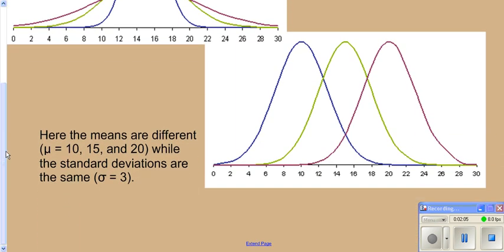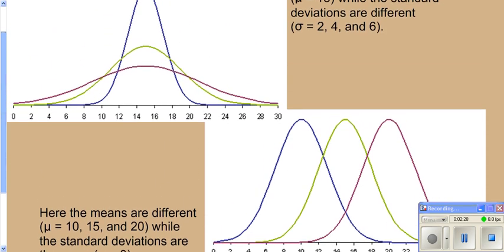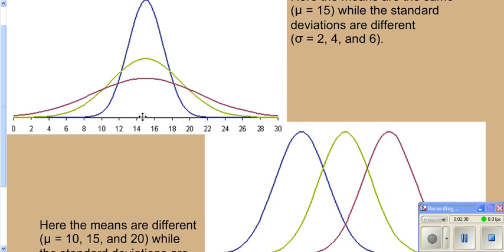Down here we have a family of 3 curves where they have the same standard deviation. Hence, they all have the same shape. However, your means are different. Here on the blue one, we have a mean of 10, and then we have a mean of 15, and now we have a mean of 20. So if your mean is different, all it does is just move it left and right on your horizontal axes. However, if your standard deviation is different, it makes the graph wider or narrower.